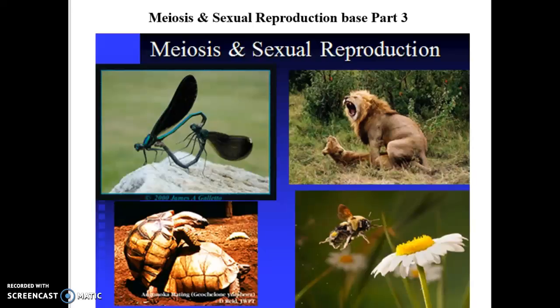Okay, so let's talk about meiosis and sexual reproduction. This is the third part for this lecture set. The first part we were just talking about overview of meiosis and which types of cells go through it. The second part we were looking at meiosis 1, the first part of meiosis, which consists of prophase 1, metaphase 1, anaphase 1, telophase 1.